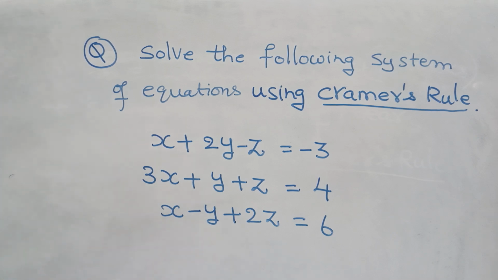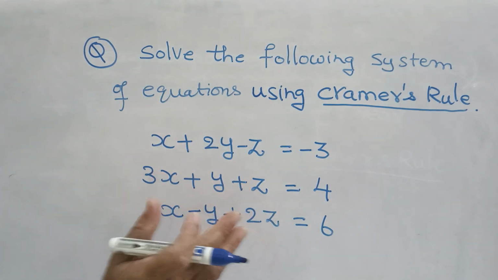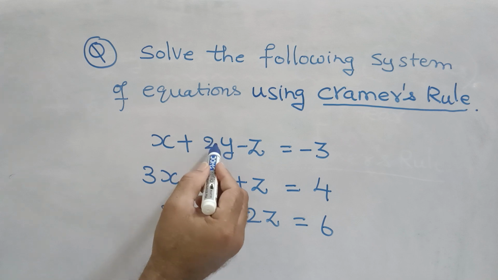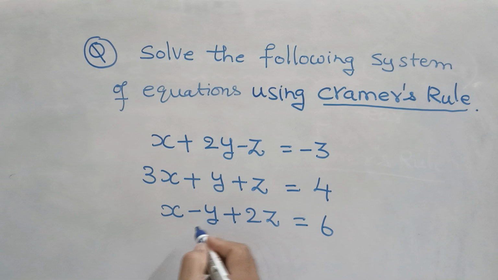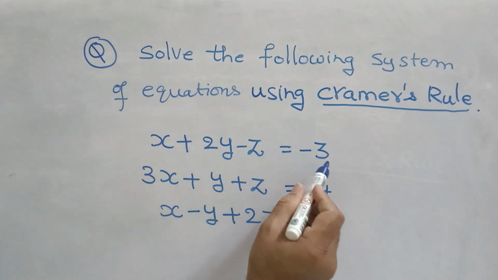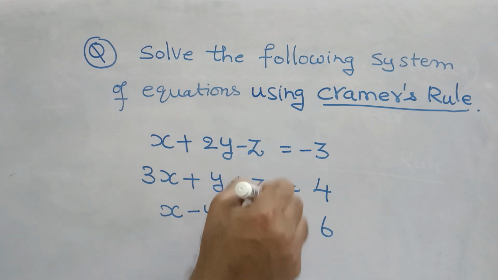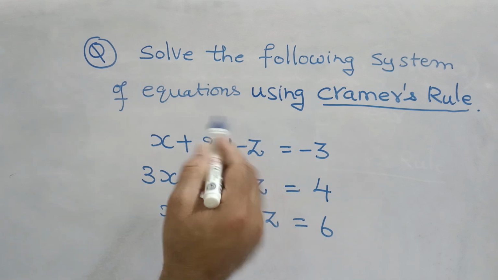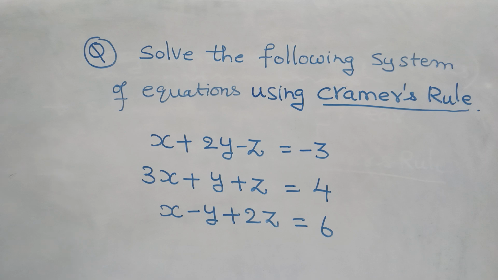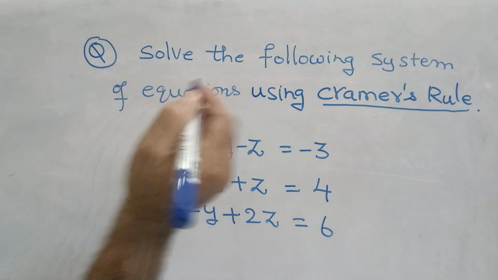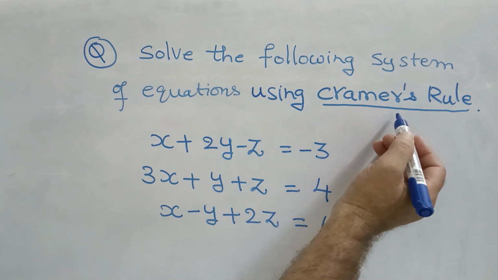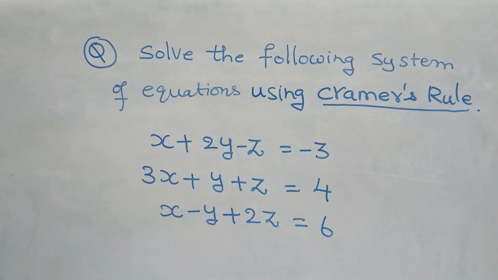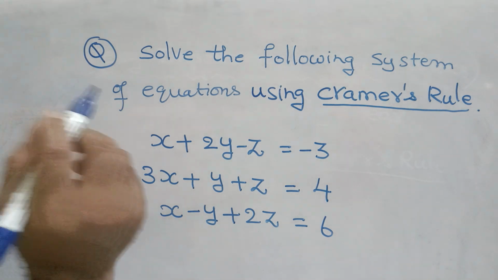Normally you will be asked exactly in the same model. So they will give 3 equations. This is equation number 1, this is equation number 2, this is equation number 3. These are called the linear equations, also called the system of equations or the system of linear equations. 3 equations will be given and we have to solve these equations by using Cramer's rule. That is the question.